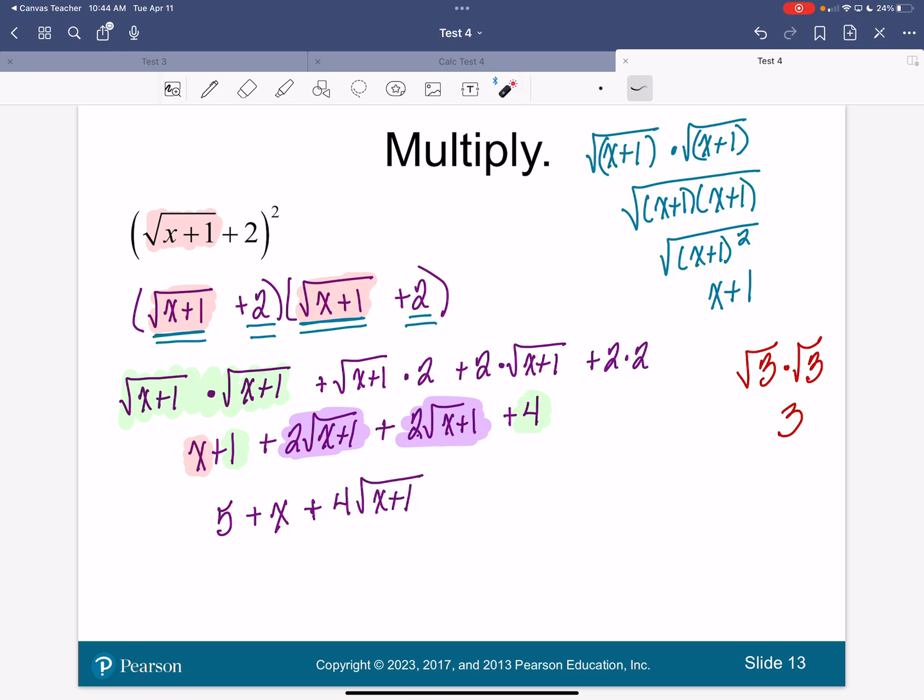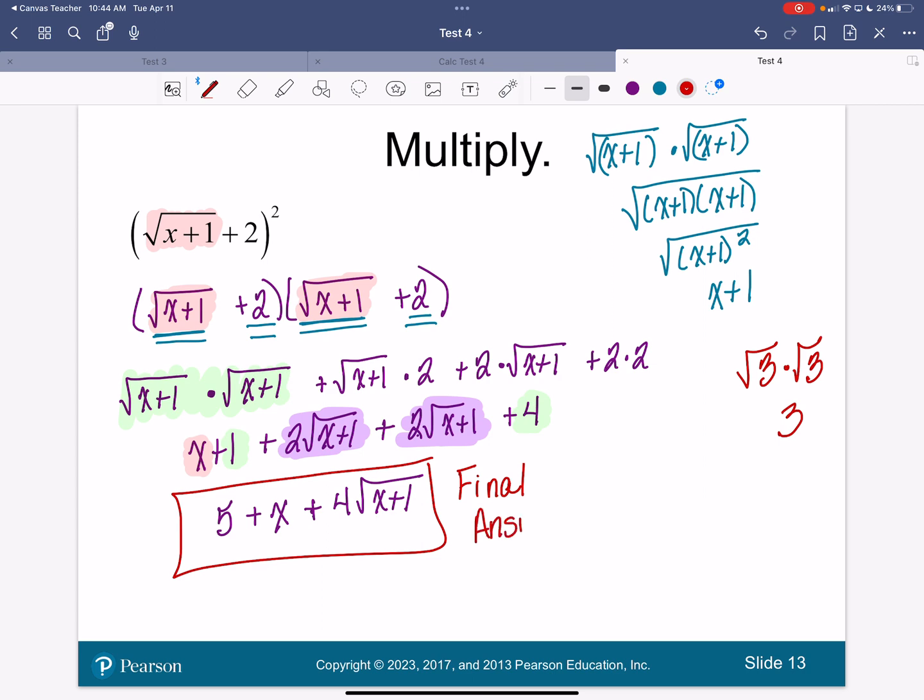Now, if you had x written first, you're fine. So if you had x plus 5 plus 4 on the square root of x plus 1, that's okay. That is not a problem at all. And so this right here is our final answer.